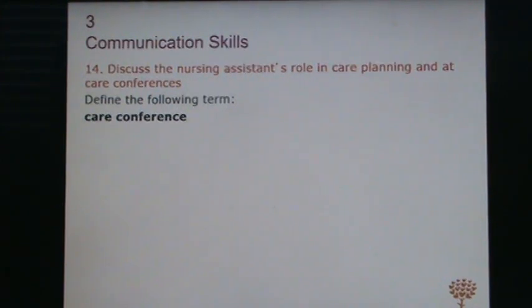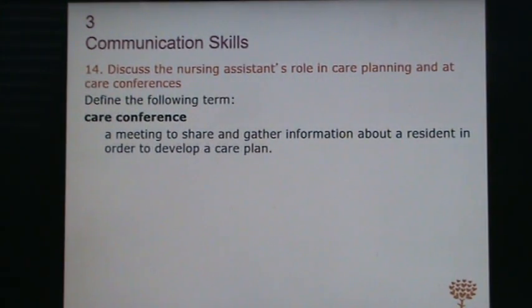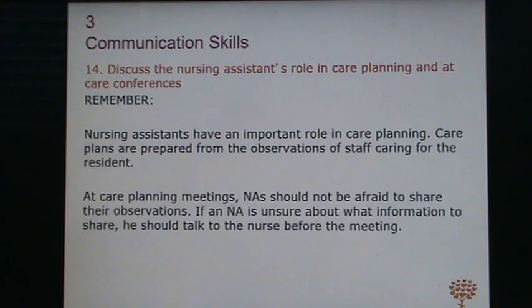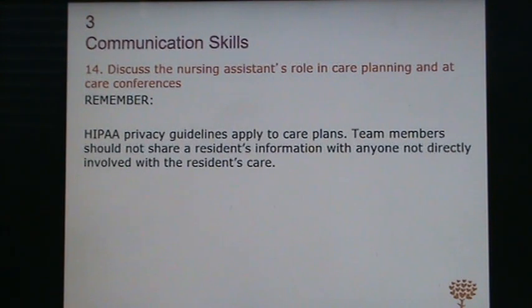We talk about the care conference, which is like a care plan. It's a meeting where the family, the residents, and all the departments that have direct care with the resident will be involved. Sometimes the CNA is in that meeting as well. So that's a care conference meeting or a care plan meeting. From that meeting, the plan of care is developed, and then you have a care plan. So we talked about the federal law that guards against sharing information that you're not supposed to share about a resident. It's called HIPAA, and we'll talk more about HIPAA in another class.